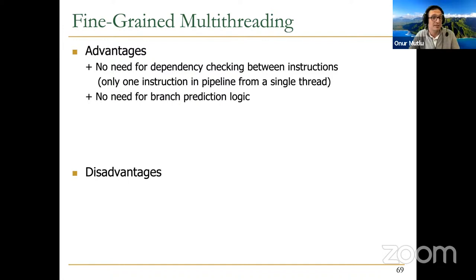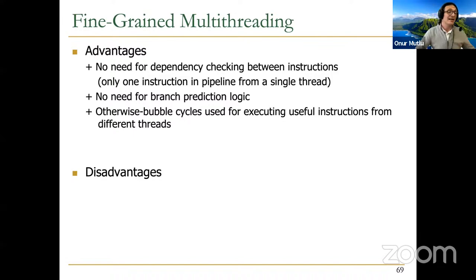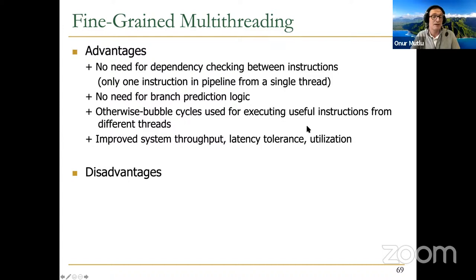Control dependence problem goes away. And otherwise, bubble cycles or stall cycles or flush cycles are used for executing useful instructions from different threads. So as a result, you get improved system throughput, latency tolerance, and pipeline utilization. Right? Of course, like every idea, we have disadvantages. So clearly, branch prediction also has advantages and disadvantages. We can do this analysis for every single idea that we examine so far or are going to examine in the future. Fine-grained multithreading is no different.